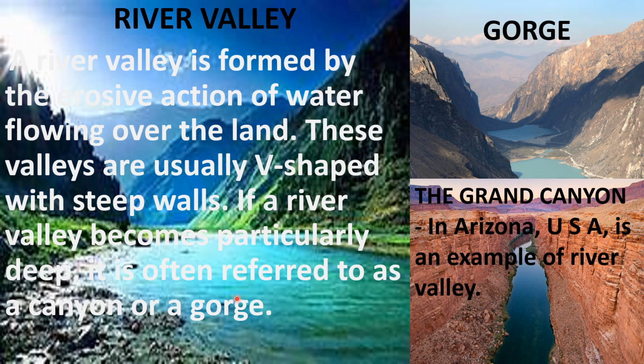This valley becomes particularly deep. It is often referred to as a canyon or a gorge. It is known as a gorge when it has a U-shaped valley. The shape of this valley is like U. So this is known as gorge. When a gorge becomes very deep, it becomes a canyon. An example is Arizona in the USA, an example of a canyon valley. So this is an example of a river valley, known as a canyon.